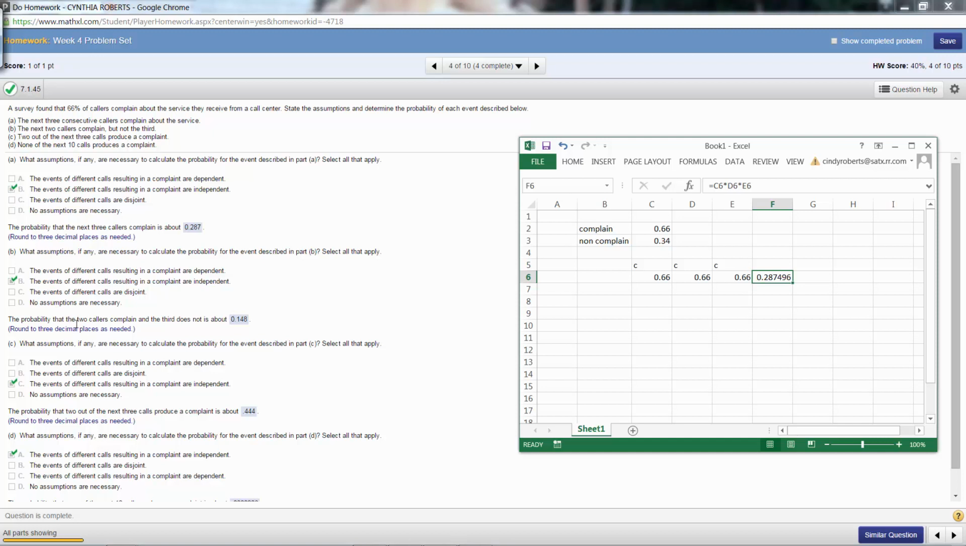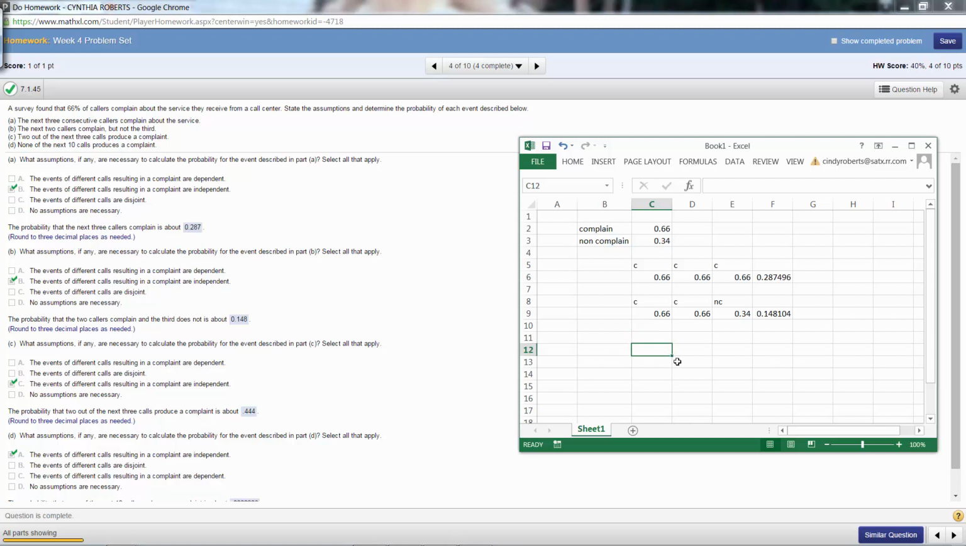Then it says the probability that 2 callers complain and the third does not. So that means complain, complain, and does not complain, which is 0.66, 0.66, and 0.34. I'm multiplying these 3 and I get 0.148. These are still independent.